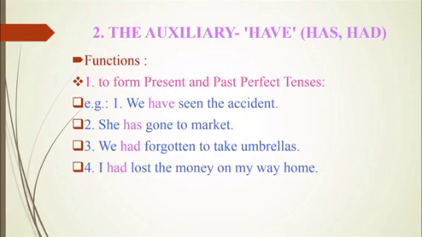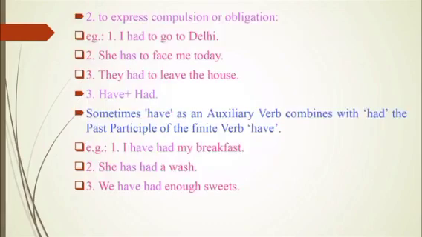The second function is to express compulsion or obligation. Example sentences, I had to go to Delhi. She has to face me today. They had to leave the house. In these sentences, had and has are have forms of verbs.